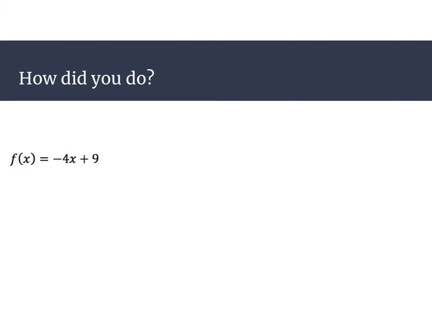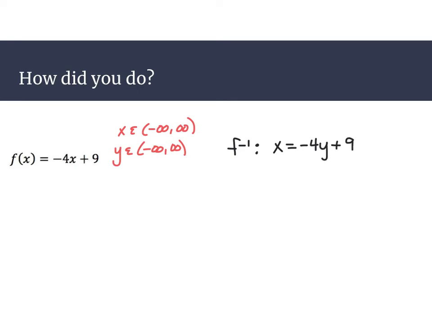All right, so let's see how you did. The first one was linear. So the domain of any linear function is all real numbers. And the range of any linear function is all real numbers. In order to find the inverse, we switch the x and the y. And now we're going to rearrange this and solve for y.